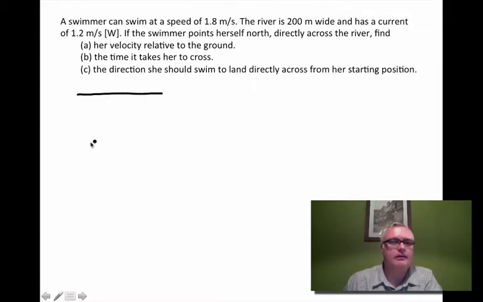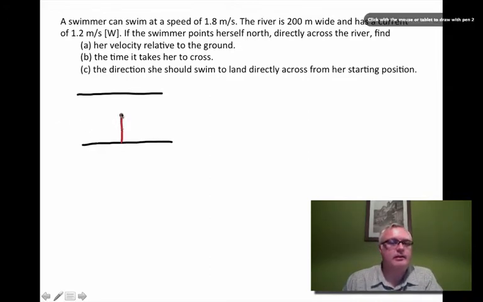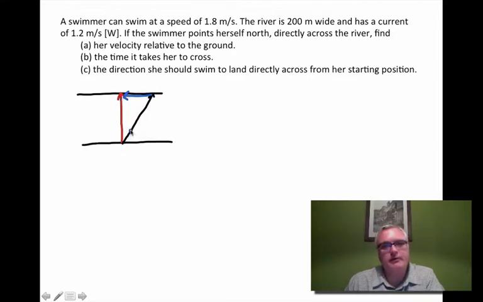So again, here is my river. It's 200 meters wide. And this time, I want my resultant to be a vector that goes directly across the river. So I want the swimmer to swim in this direction, so that when I add in the velocity of the river, I end up traveling along this vector. Okay, so this will be their resultant velocity. By swimming in this direction, the river will push them and they will travel this way.